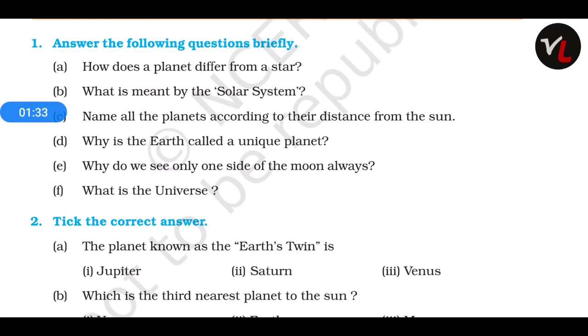Why do we see only one side of the moon always? Here the answer is, the moon takes 27 days to move around the earth. It takes exactly the same amount of time to complete one spin. That is why we are not seeing the other side of the moon. We are only seeing one side of the moon from the earth. What is the universe? The universe is a bigger concept. It constitutes billions of galaxies. So billions of galaxies form the universe.